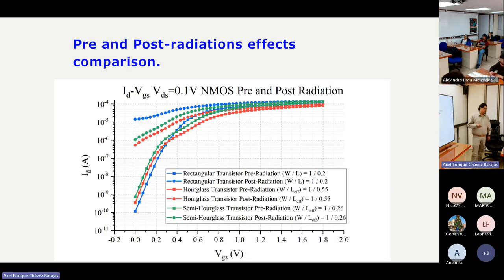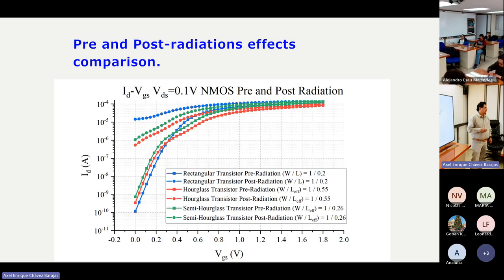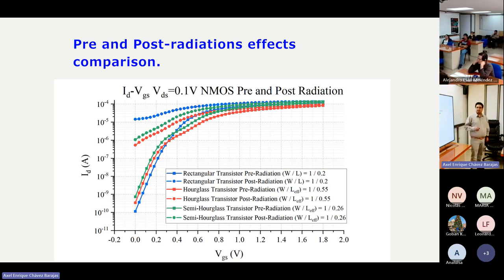Here we can see some results of the simulations of the three devices. We have a rectangular transistor, a Hall-less transistor and a semi-Hall-less transistor to make the comparison, pre and post radiation, as we can see here. In the pre-radiation simulations, we have almost similar currents at the off state of the devices. But after including the post-radiation charge at the interface, we can see that all the devices have current leakage. But the rectangular transistor has a current leakage of more or less one order of magnitude higher than that of both devices that we are proposing.